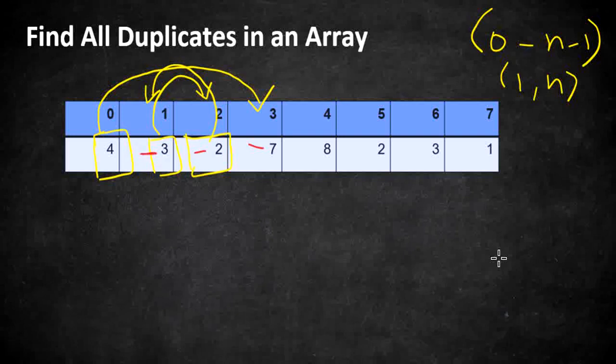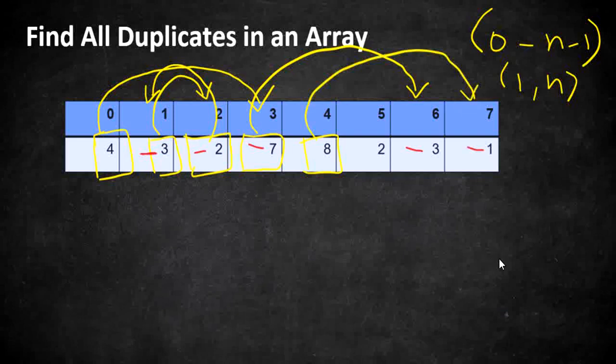The next number is minus 7, or the absolute is 7. So the corresponding position is 6. We are updating the value to minus 3. The next value is 8. Its corresponding position is 7. We are going to update the value at 7 to minus 1. The next value is 2. Its corresponding position is 1.